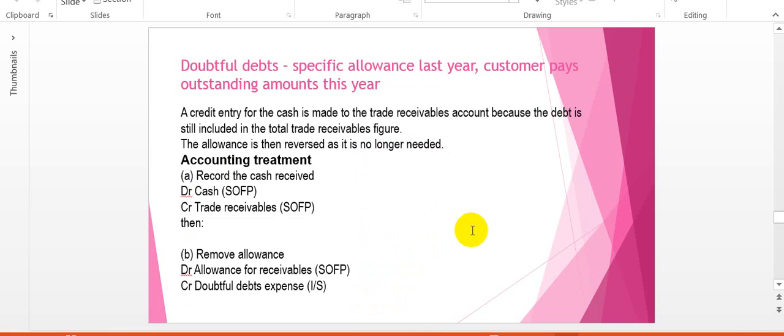We look at another situation. Doubtful debts specific allowance last year, customer pays outstanding amount this year.